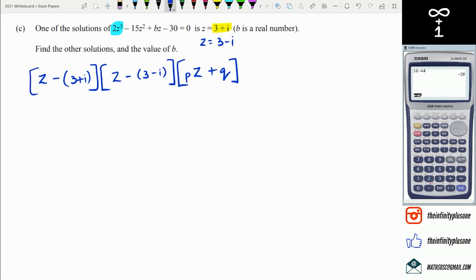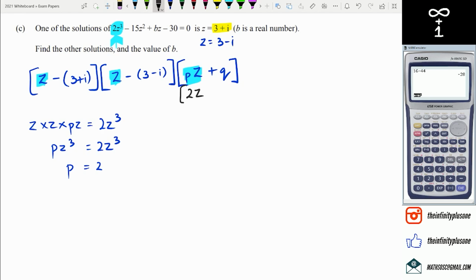So once we get that, what we do know is that z multiplied by z multiplied by pz is going to equal 2z cubed. That's the first thing we're going to do: z times pz equals 2z cubed. So here on this side, we've got pz cubed equals 2z cubed. So we can say p is equal to 2. In other words, I figured out my first part of this bracket, which is 2z. Then my second thing is to try and figure out that value of q.